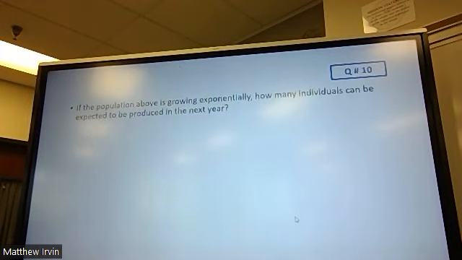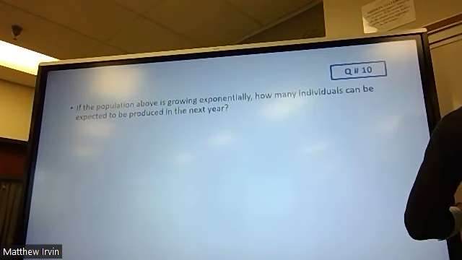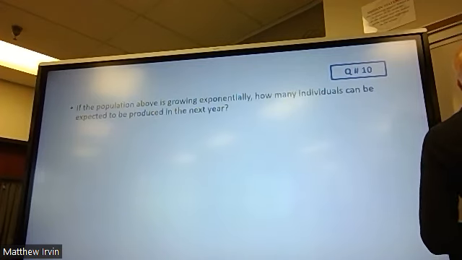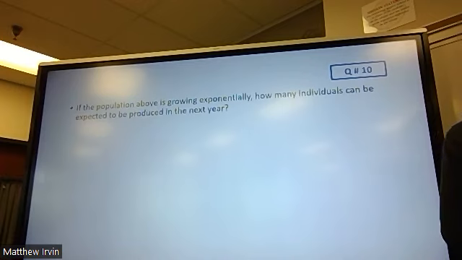All right, if the population is growing exponentially, we have two equations. We have dN over dt equals r times N, and we've got dN over dt equals r times N times (K minus N) over K. One of these is the exponential, one of these is the logistic.